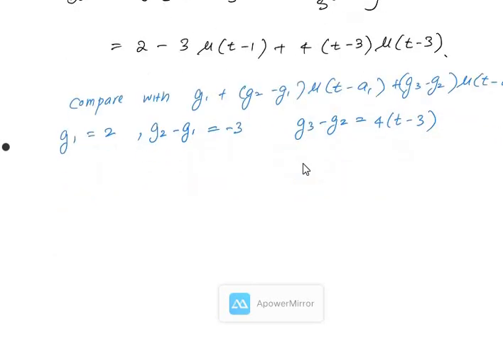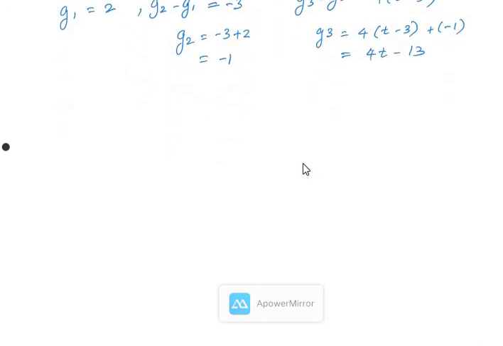So from here, g2 minus g1, you already know g1 is equal to 2. So g2 is equal to negative 3 plus 2, that is equal to negative 1. Then g3 is equal to 4(t minus 3) plus g2, where g2 is equal to negative 1. So we obtain 4t minus 13. So now we can write it in a step function.